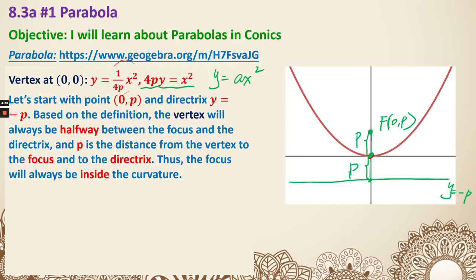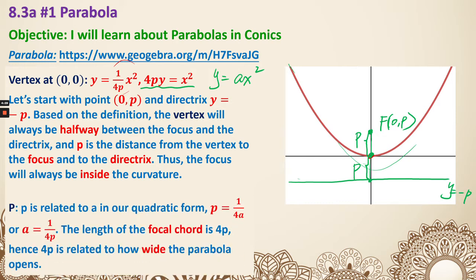That's why the focus will always be inside the curvature. So when you know the focus is right here and the directrix is down there, you will know the curve is facing up, because it has to include that focus inside. It will never cross the directrix.